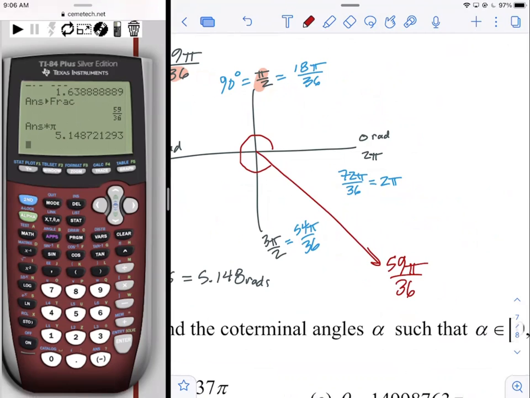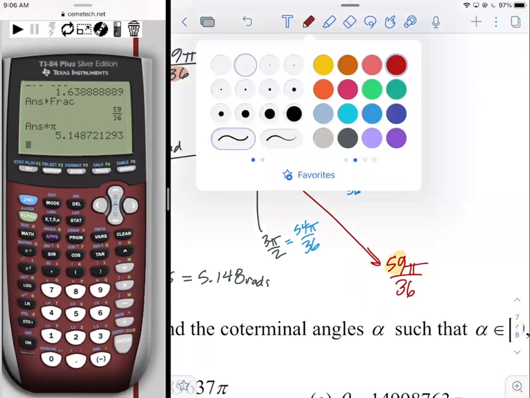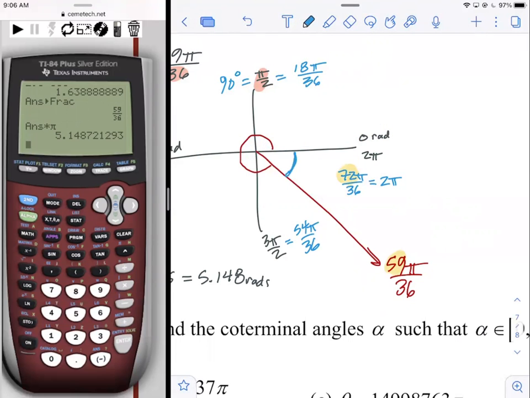What we're going to do in the next problem is figure out what the reference angle is, right? That's what it's all about. We know how to do it with degrees, right? We would do 360 minus whatever it was. But if we're in radians, look how much easier it's going to be. I'm sitting at 59, and I'm stopping short of a full rotation, which is 72. How much further do I have to go to get from 59 to 72? 13, yeah. I need to go 13 more pi over 36. So that is your reference angle. Your reference angle is 13 pi over 36.